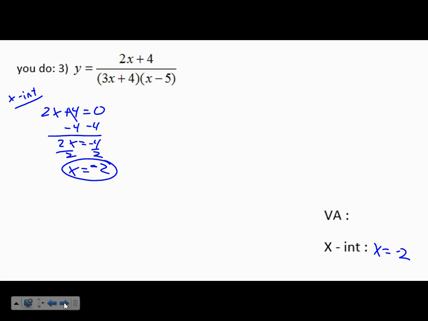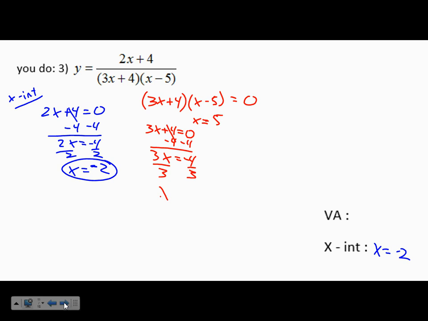And then the other one, your vertical asymptote. What makes the denominator equal to 0? Well, this one's easy. Positive 5 would make that 0. Then this one, again, if you can't do it, go ahead, write it out. What makes 3x plus 4 equal to 0? Subtract 4 from both sides. x is equal to negative 4 over 3. So remember, there's two of them for this one. We have these two. So I have x is equal to negative 4 over 3 and positive 5.